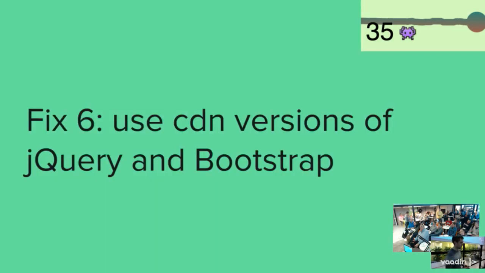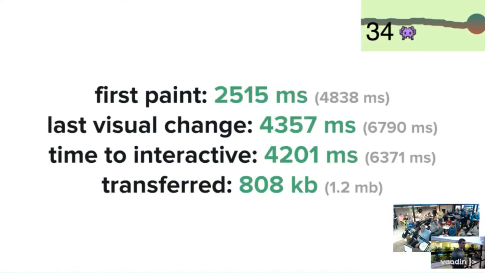Okay, fix number 6, using CDN versions of jQuery and Bootstrap, and actually CDN versions of all of the jQuery plugins also. Okay, it looks like some mixed feelings. Somebody says good, and somebody says not. It pretty much actually had a great impact. First paint time went down 2 seconds. Last visual change and time to interactive both also went down.